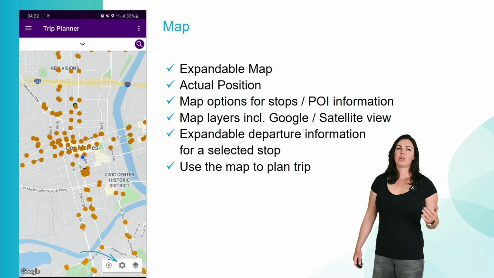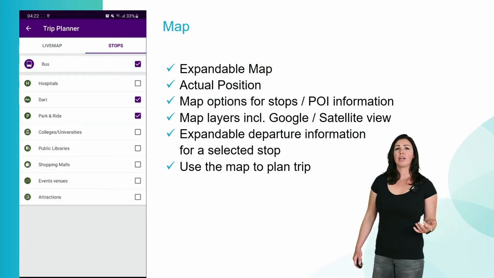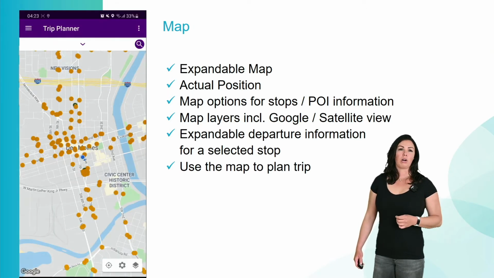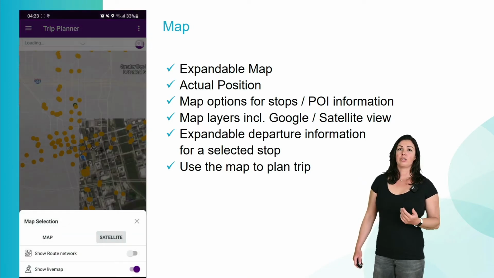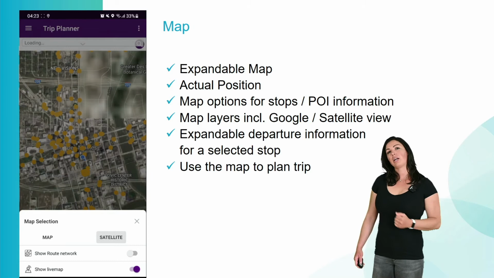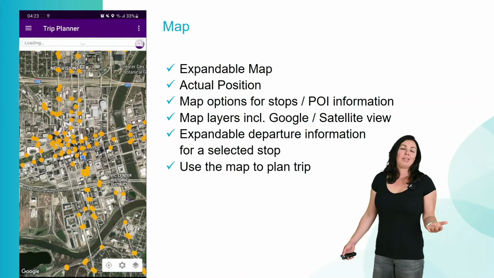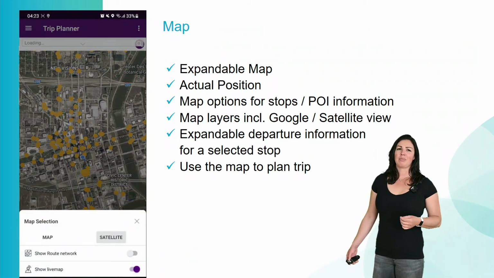Of course, if they want to see different options for POI information or stops on the map, they can go into this section of the options and toggle these on or off. We also include different map layers, such as the normal Google Map layer or the satellite view, for customers that maybe want something else or need to find something else.